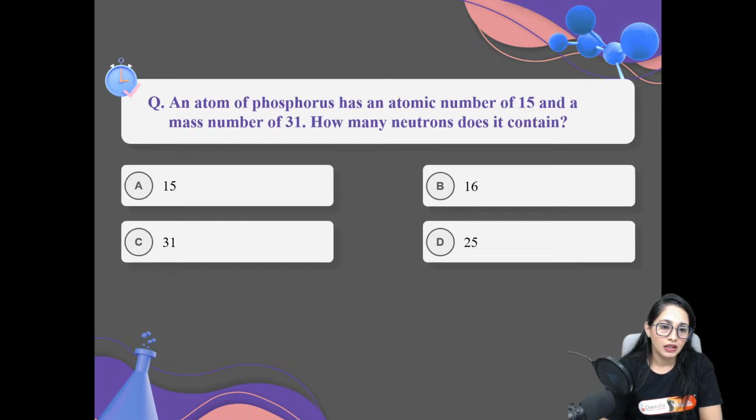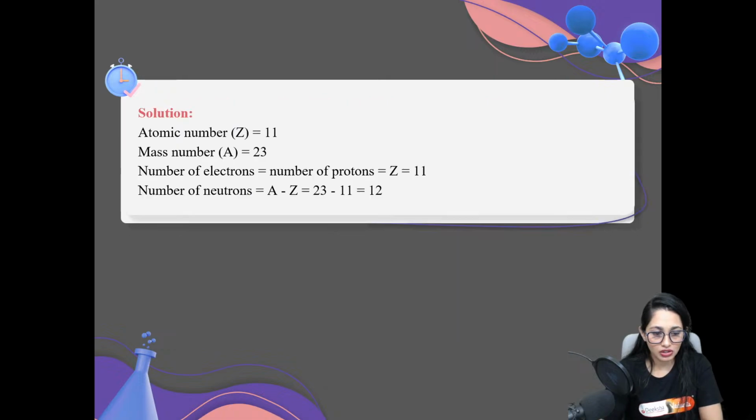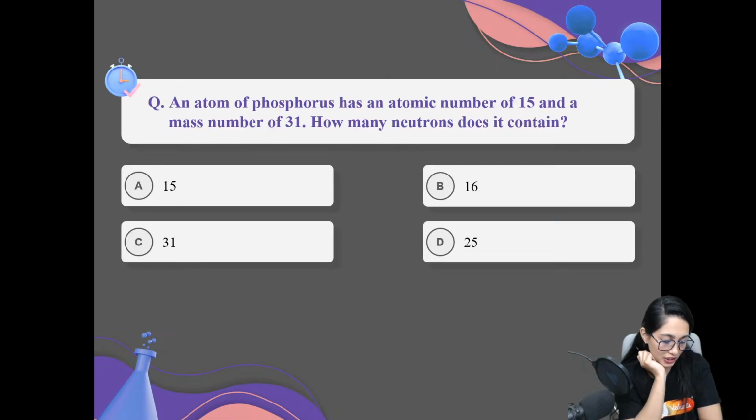Next. An atom of phosphorus has atomic number 15 and a mass number of 31. How many neutrons does it contain? Tanushri, option C was the right answer. Very good, Tanushri. Vignesh, not option D, it is option C. Sodium is an electrically neutral atom, which means that the number of protons will be equal to the number of electrons.